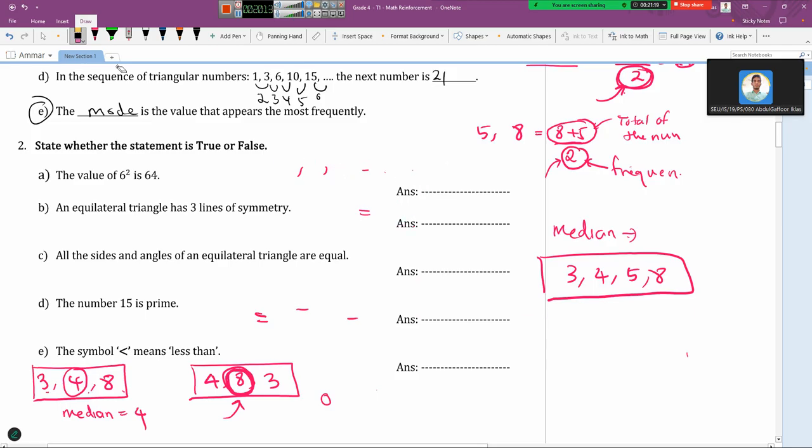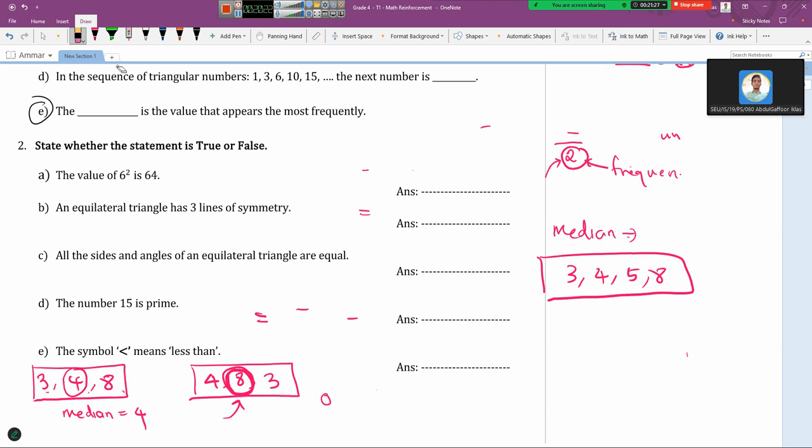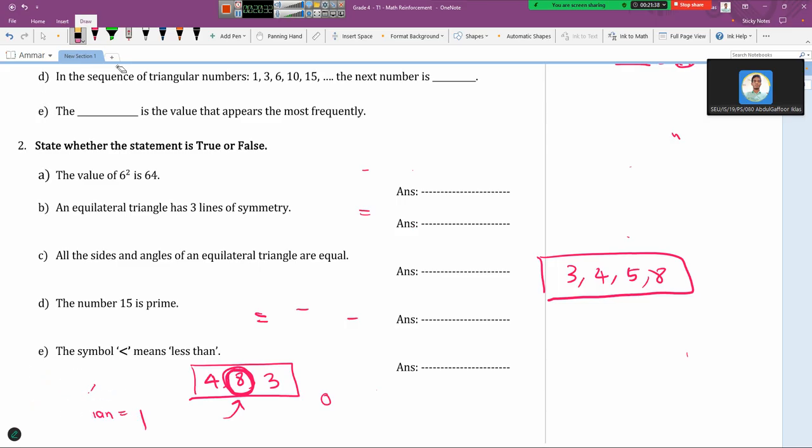First, you have to check if the numbers are arranged in ascending or descending order. If not, we have to arrange them. Now you see here, if you look at these numbers, by default they are arranged in ascending order. So we have to find the middle value, right? So how can you find the middle value?